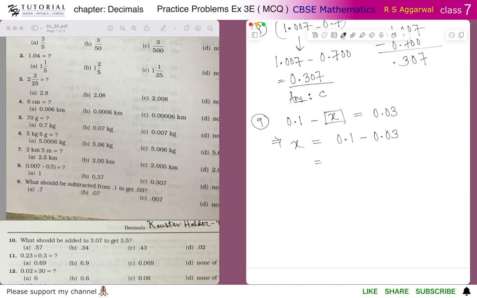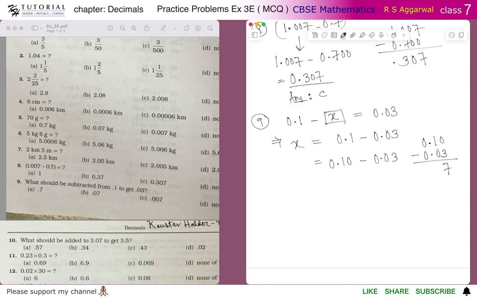First, we convert them to like decimals. This will be 0.10 minus 0.03, and then we do the subtraction by writing first the larger decimal number, which is 0.10, and below it we write the smaller decimal number in the column form, so that the decimal point is in the same column and the respective digits of the decimal part and the whole part are in the same column. And then we do the subtraction, and this becomes 7, and this is only 7, and we have to mark the decimal point in the result, which will be 2 places from right.